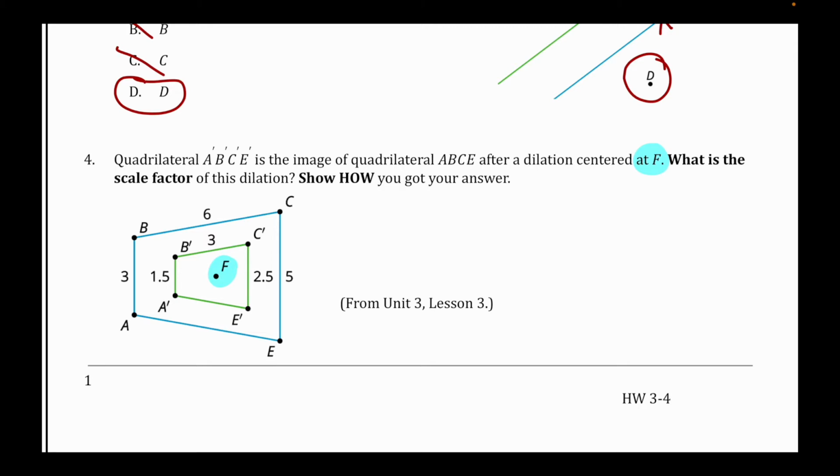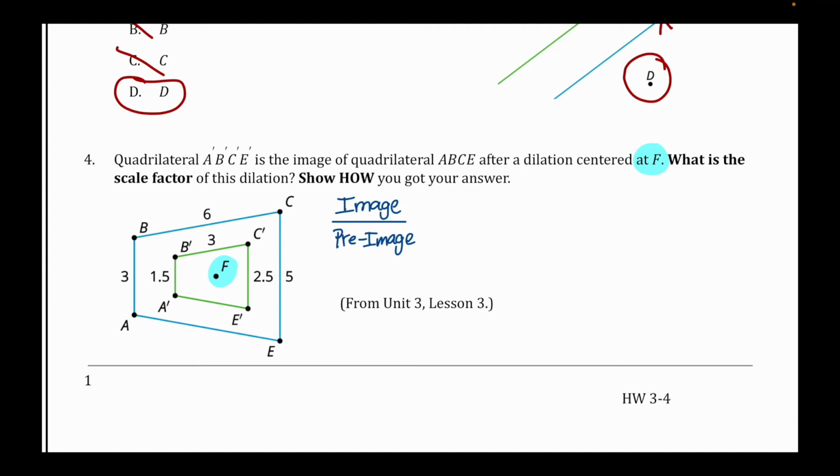What is the scale factor? And show how you got your answer. Okay. So my scale factor is going to be something from my image divided by a corresponding piece from my pre-image. Or you can think about these as, if they say it's a scaled copy, it's something from your original and something from your copy, you would do the copy divided by the original. But in this case, we're going to use image and pre-image.